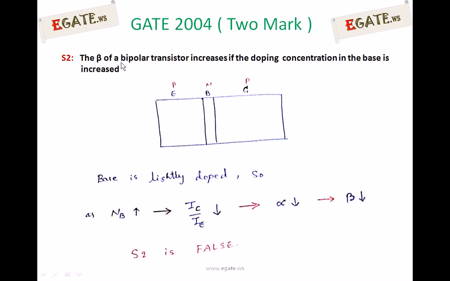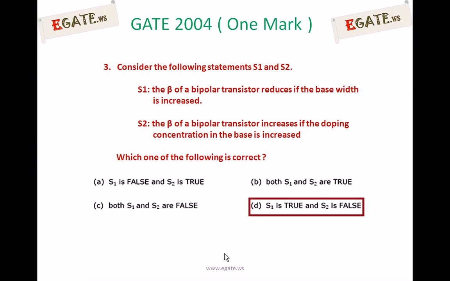But the statement says the beta of a bipolar transistor increases if doping concentration in the base is increased. So the statement is wrong. Statement 2 is false, whereas statement 1 is true. So the correct answer for this question is D. Statement 1 is true, statement 2 is false.